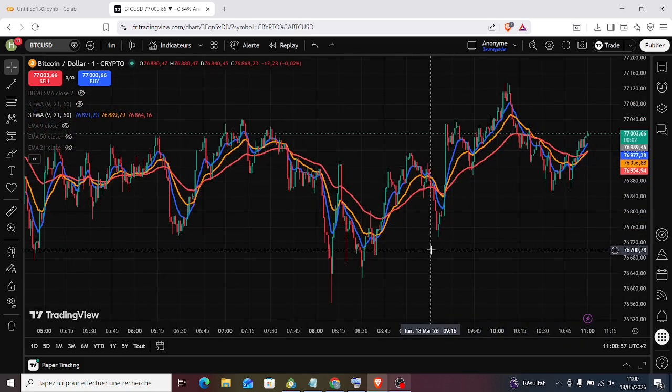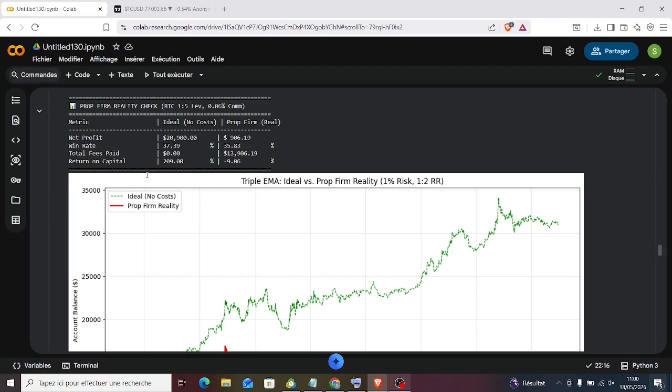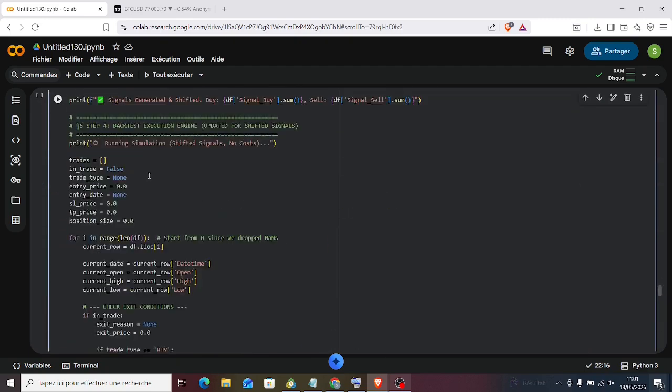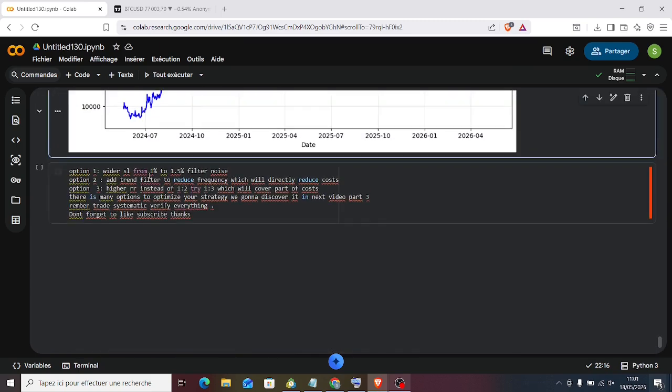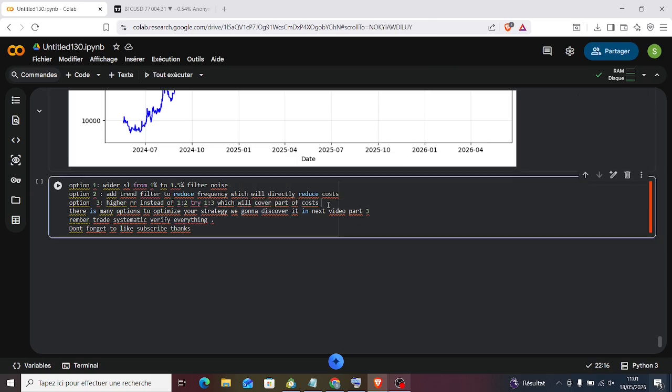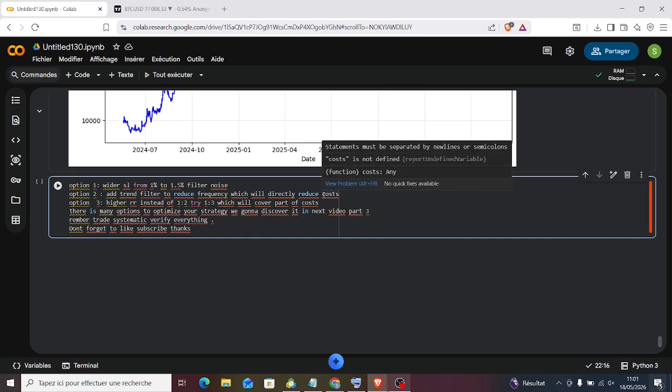So now the question becomes, is the strategy dead? It just needs optimization. We have 3 professional levers we can improve. First, increase the risk-reward ratio from 1-to-2 to 1-to-3. Bigger winners help absorb trading costs. Second, add a long-term trend filter, so we only trade in the direction of the higher timeframe trend. This reduces noise and cuts unnecessary trades.